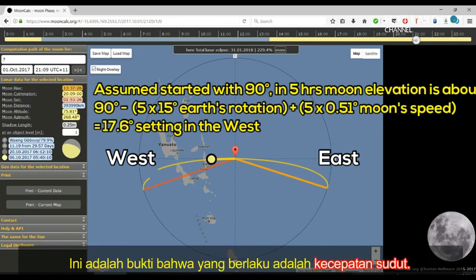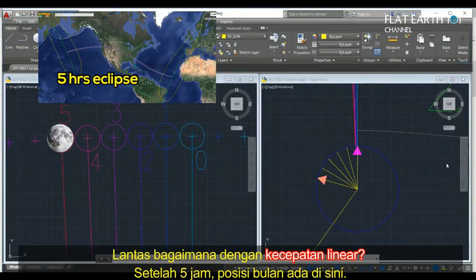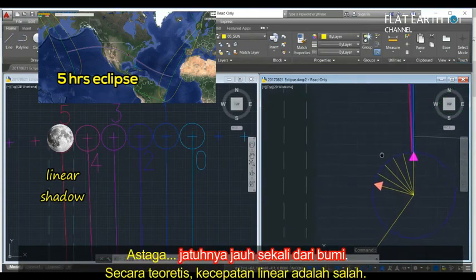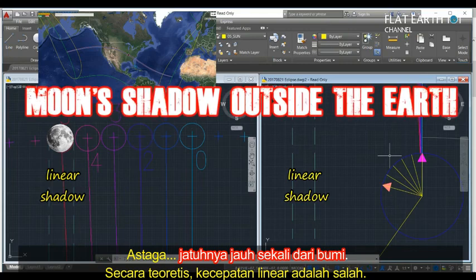This is the proof that it's the angular speed that applies. What about the linear speed? After 5 hours, the Moon's position is over here. We draw straight linear lines from the Moon. Where do the lines fall on Earth? Man, it's far outside the Earth. Theoretically, linear speed is wrong.